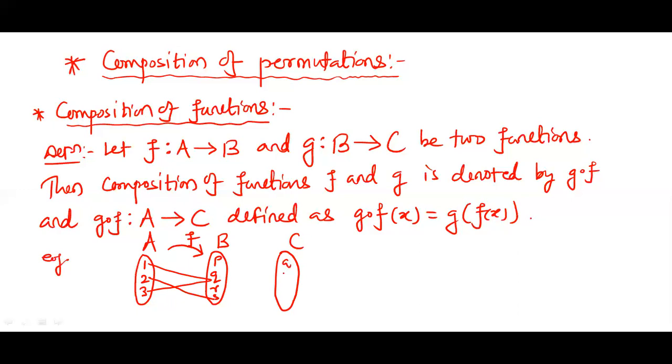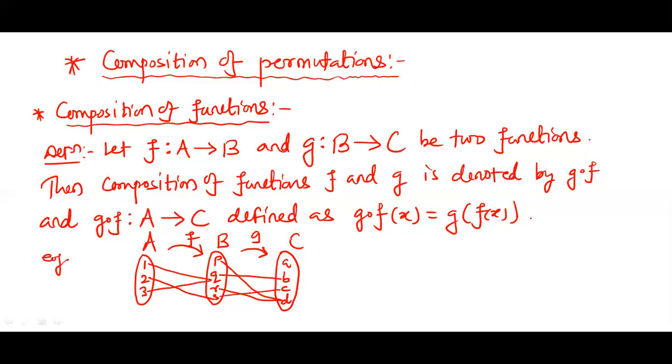Suppose set C is A, B, C, D, and g is a function from set B to C, such that g of P is suppose D, g of Q is suppose B, g of R is suppose again D, and g of S is suppose it is C. We have two functions, function f from set A to B and function g from set B to C.